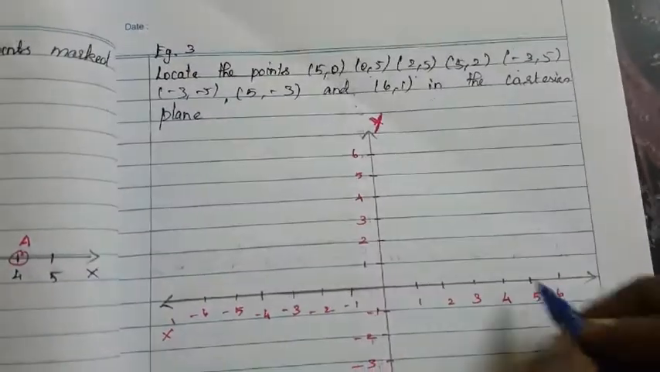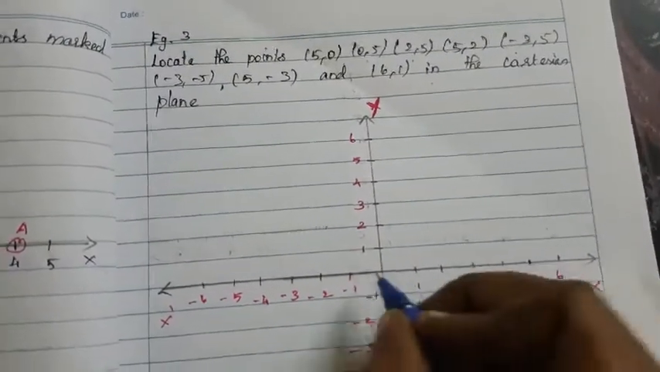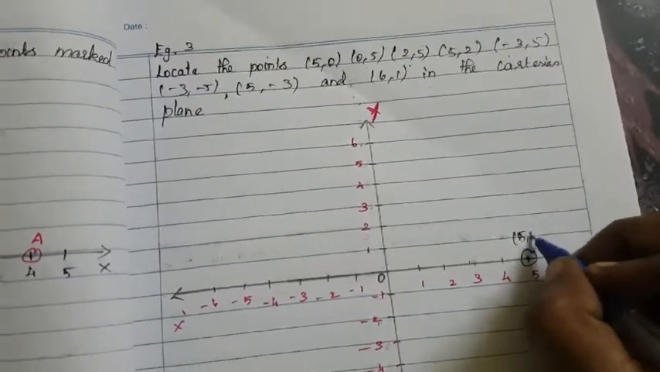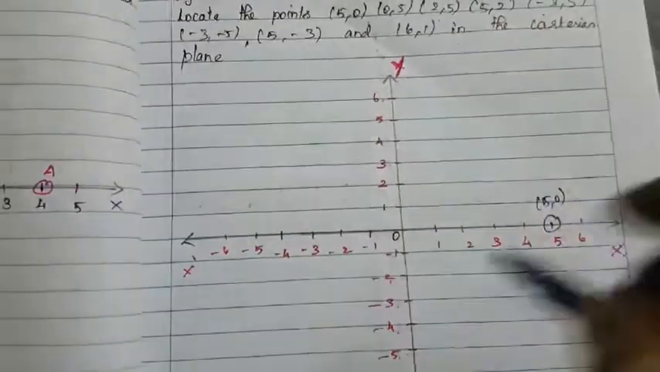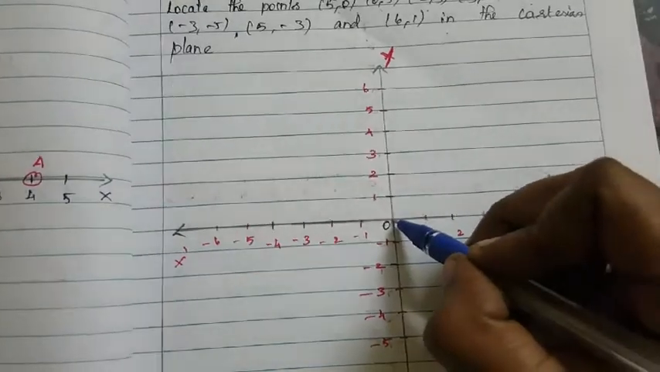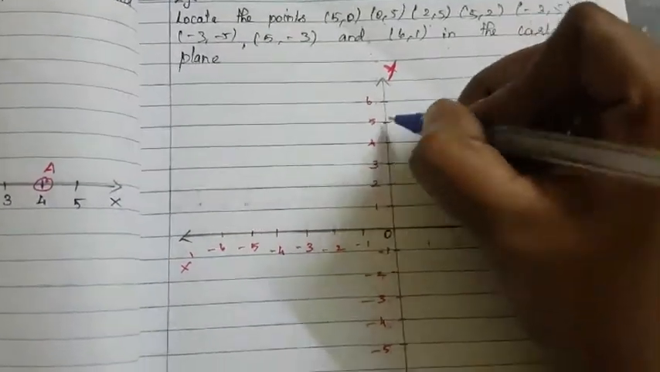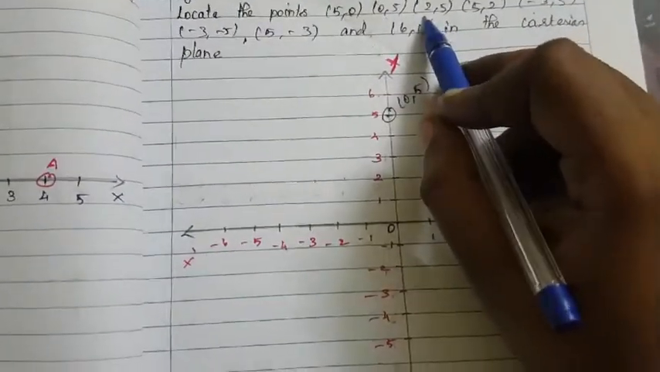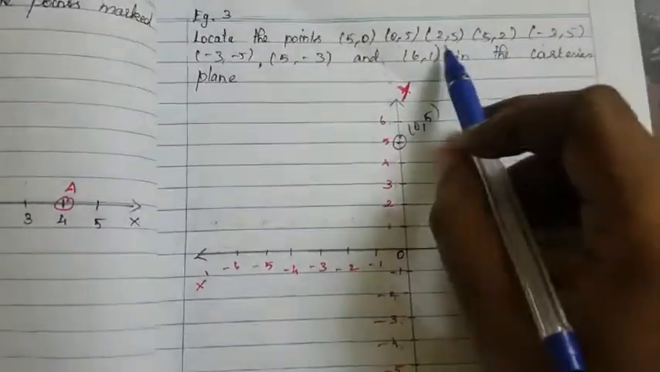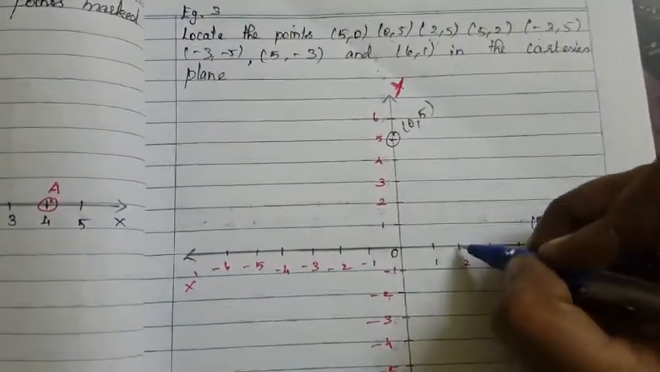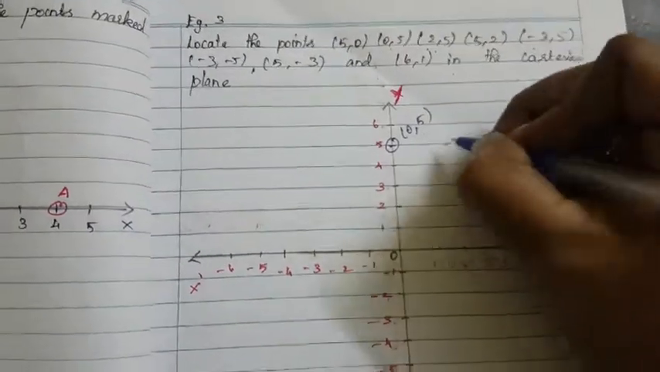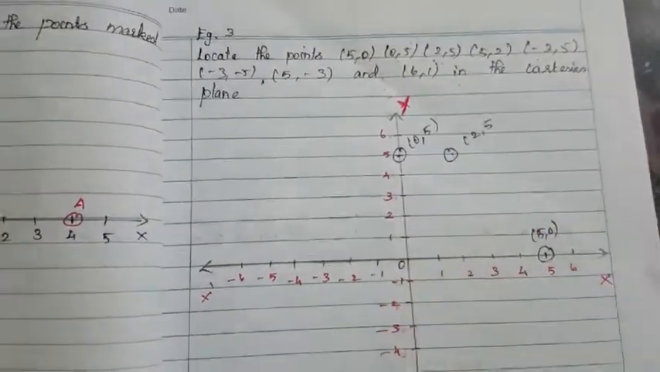So (5, 0) means in the x-axis we take 5 and in the y-axis it is 0. So (5, 0) will be here. Okay. And the next point is (0, 5). So in the x-axis we take 0 and in the y-axis we take 5. So this will be called (0, 5). Okay. And the next point is (2, 5). In the x-axis we take 2 and in the y-axis we take 5. So this will be called (2, 5).